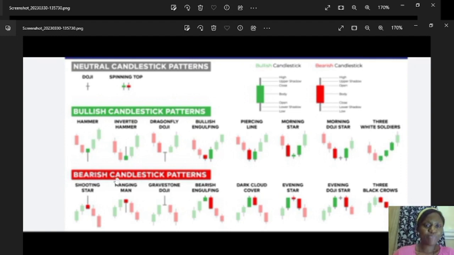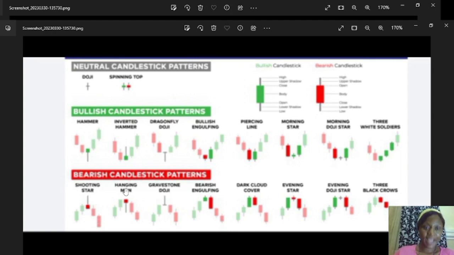And we now have bearish candlestick patterns. In the bearish candlestick pattern, once you find this shooting star, that is a shooting star, at the resistance area of a bullish trend, it shows that the market is about changing from being a bullish market to being a bearish market.